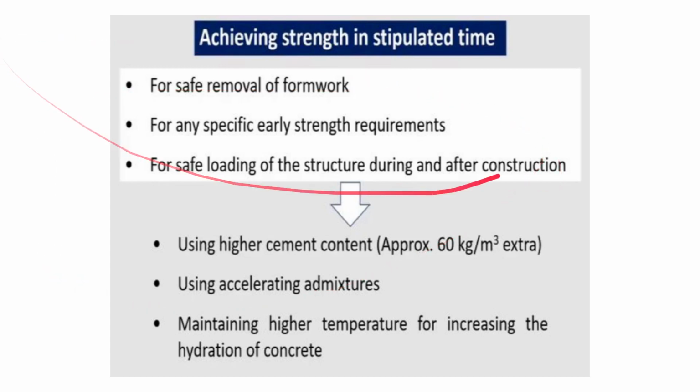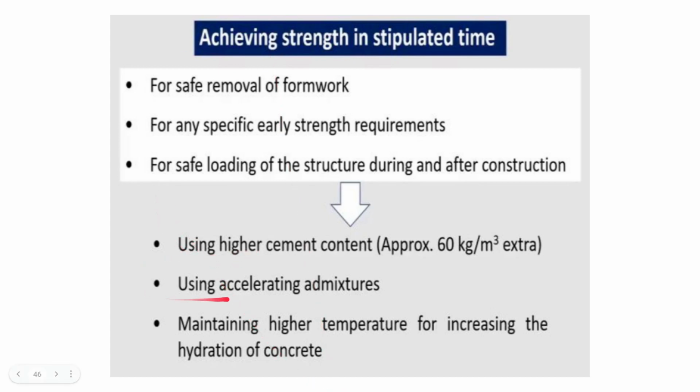Okay, so these are the main criteria, the main reasons for which the strength should be achieved in a particular fixed amount of time. And how can it be achieved? This can be achieved by using higher cement content. Why? Because the more the cement content, the W by C value will reduce. Water by cement will be less, and as we know, water by cement is inversely proportional to the strength, so the lesser the W by C, the greater the strength. So that way strength can be achieved.